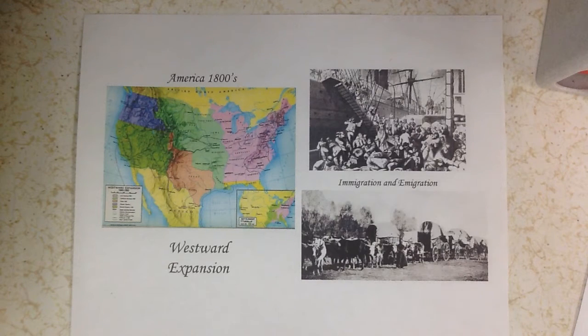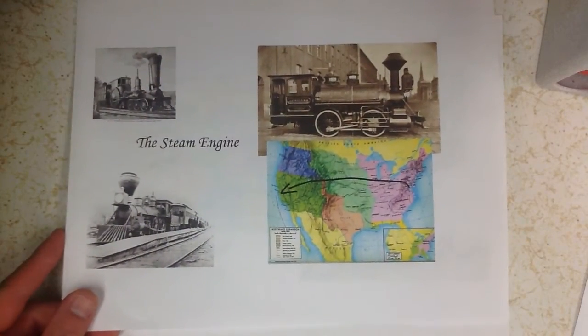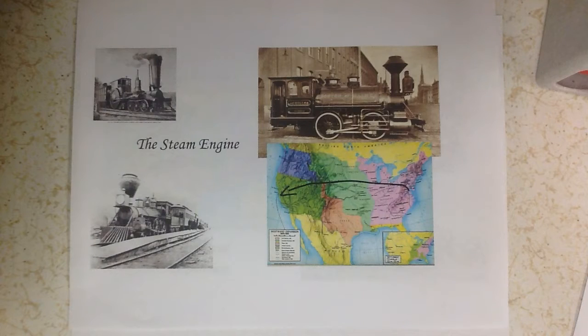Americans also began to take advantage of a brand new invention that would change the course of our history: the steam engine. The steam engine made its first U.S. appearance in the 1830s, and it wasn't long until people began cooking up the idea of a railroad route that ran all the way from the Atlantic coast to the Pacific coast.